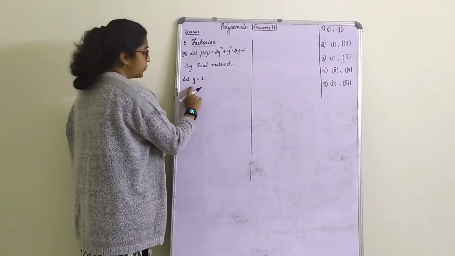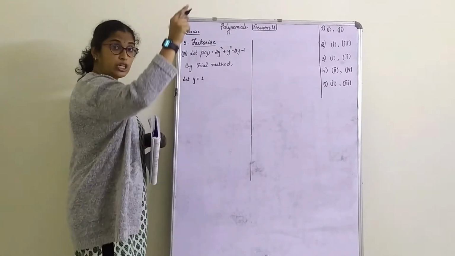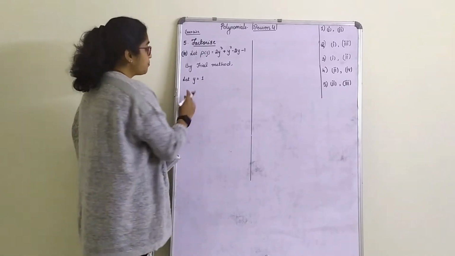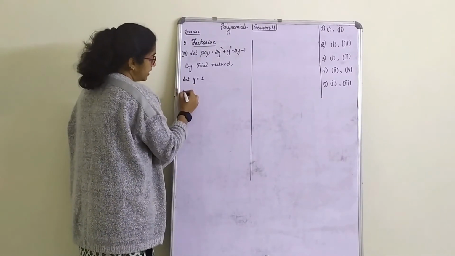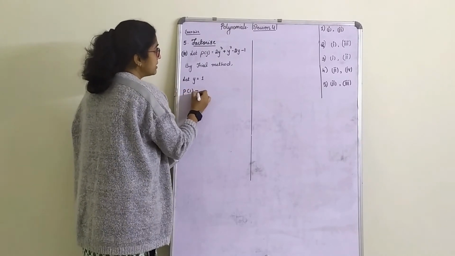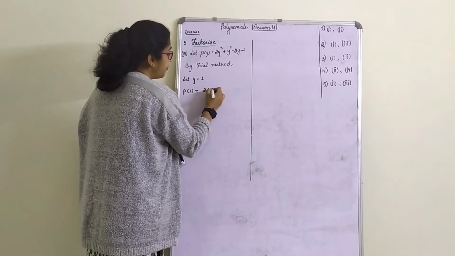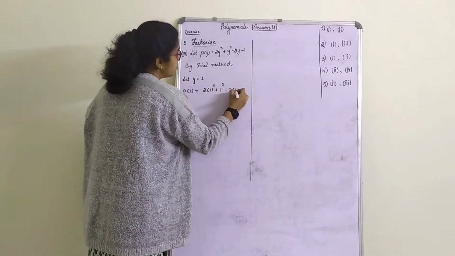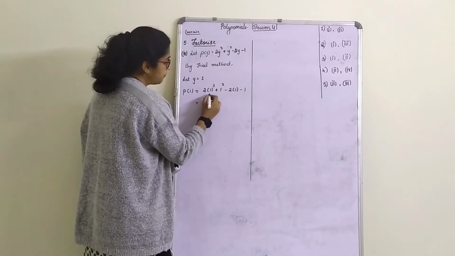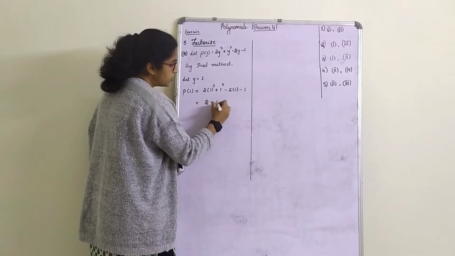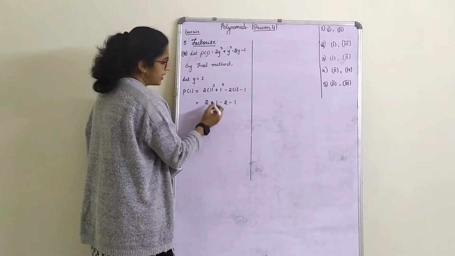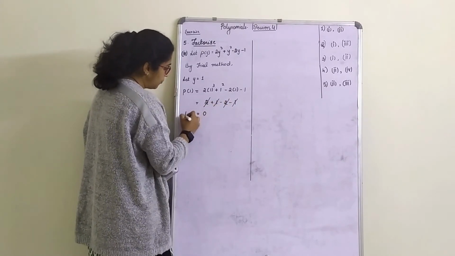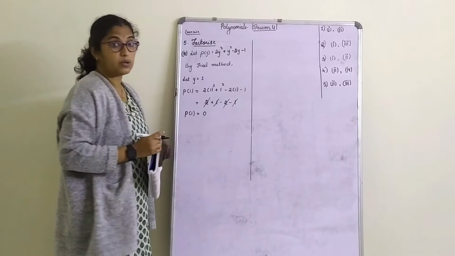Let y is equal to 1. If y equal to 1 doesn't satisfy, you can always go for minus 1. If not minus 1, then 2. So y is equal to 1. So p of 1 is equal to 2 of 1 cube plus 1 square minus 2 of 1 minus 1. So this is 2 plus 1 minus 2 minus 1. Again 2 and 2, 1 and 1 cancel, is equal to 0. So p of 1 is equal to 0.